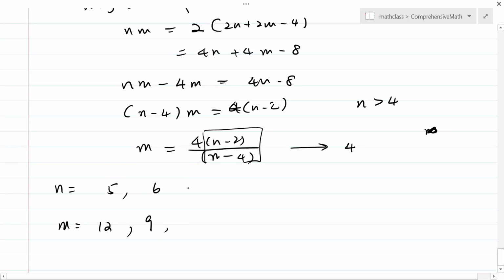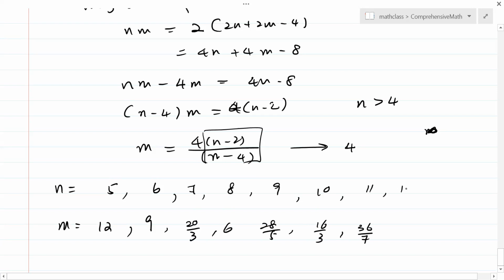Then 7. When N is 7, you don't get an integer. M is going to be 20 over 3, bad. For 8, M is 6. For 9, 28 over 5. For 10, I get 16 over 3. For 11, I get 36 over 7. For 12, I get 5. Now I have to stop here.